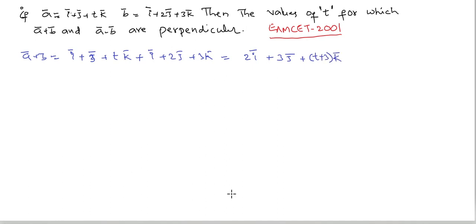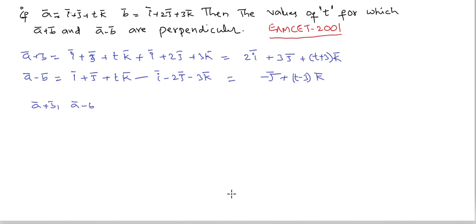And we find A bar minus B bar is equal to i bar plus j bar plus t k bar minus i bar minus 2j bar minus k bar. That is i minus i cancels, j minus 2j that is minus j, (t minus 1) into k bar. Here A bar plus B bar, A bar minus B bar are perpendicular.